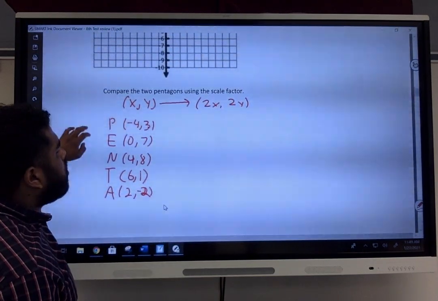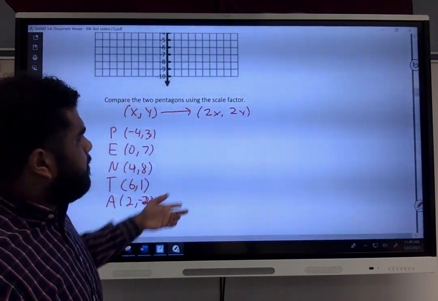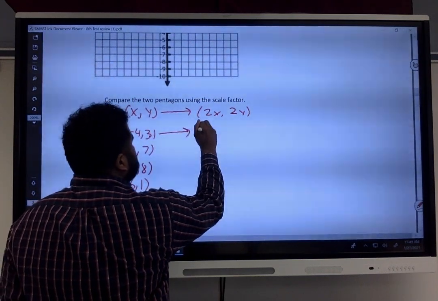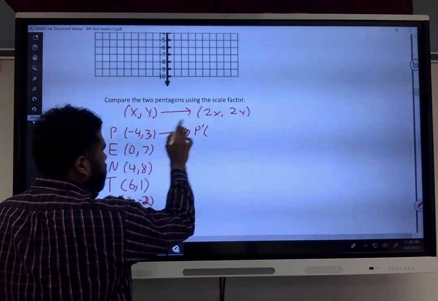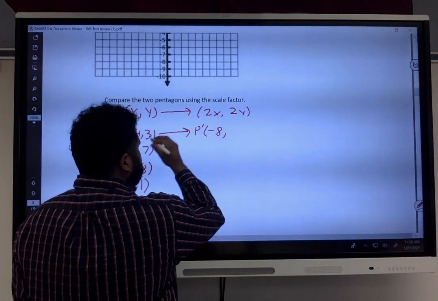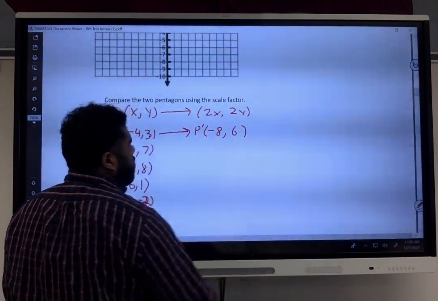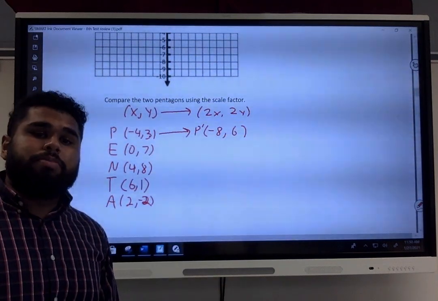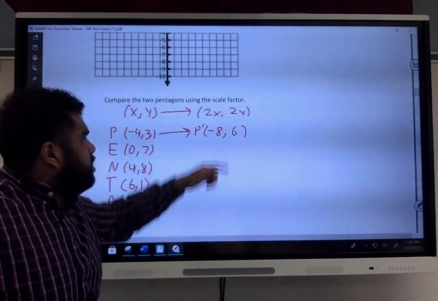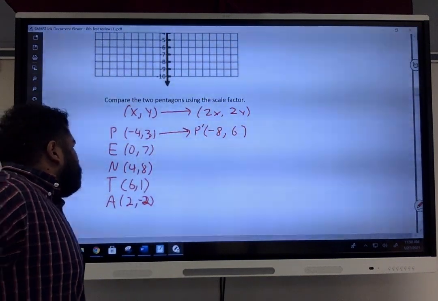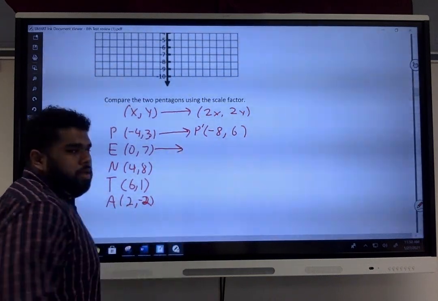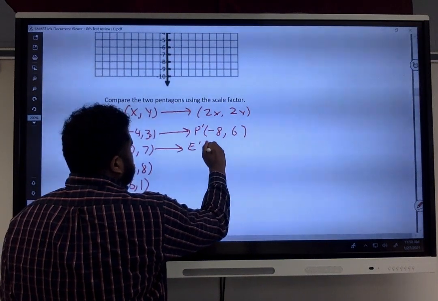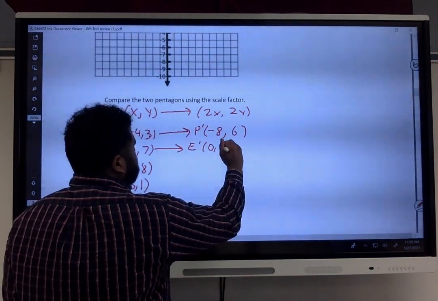Now, they're all going to be transformed by what? Our scale factor, which is 2. So P prime will be negative 4 times 2, which is negative 8, and then 3 times 2, which is 6. So are we all seeing how I go from negative 4 and 3 to negative 8 and 6? I multiply them by my scale factor again, which was 2. So E would be what? 0 times 2 is 0, because anything times 0 is 0. 7 times 2 is 14.